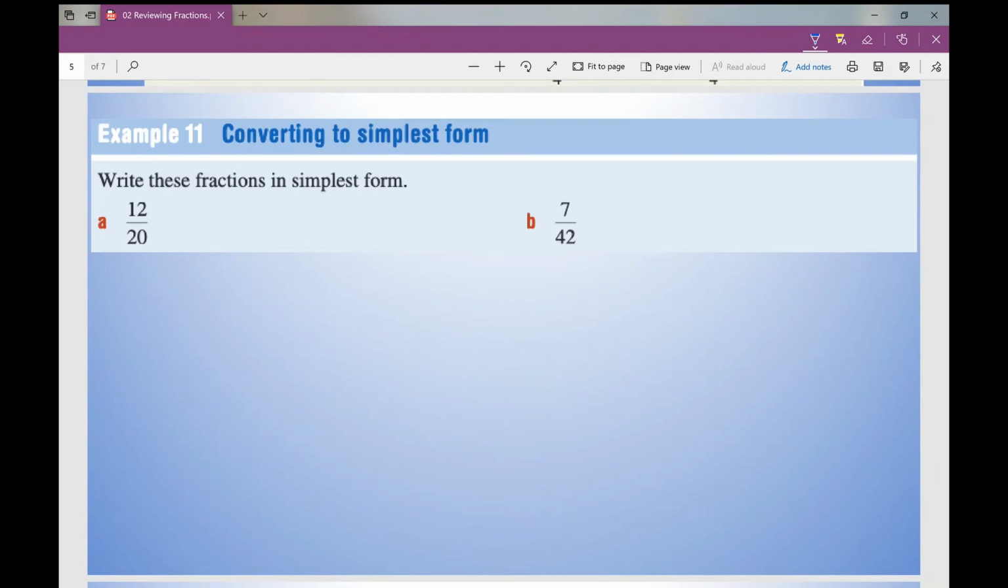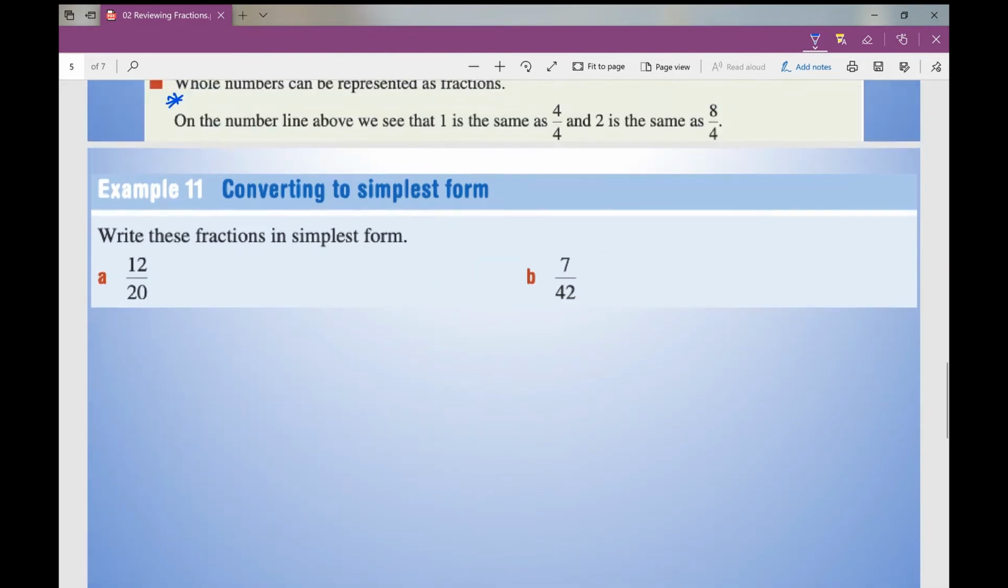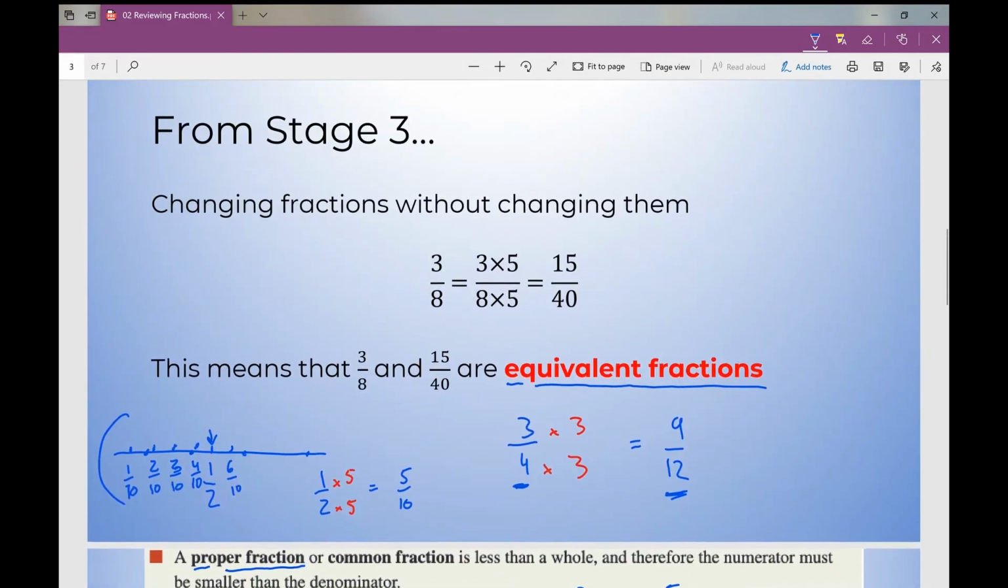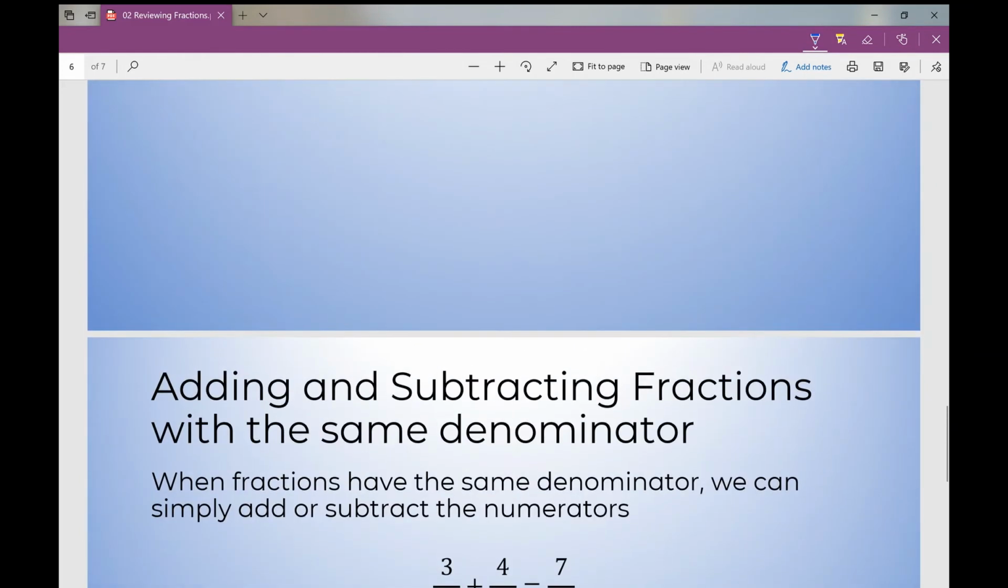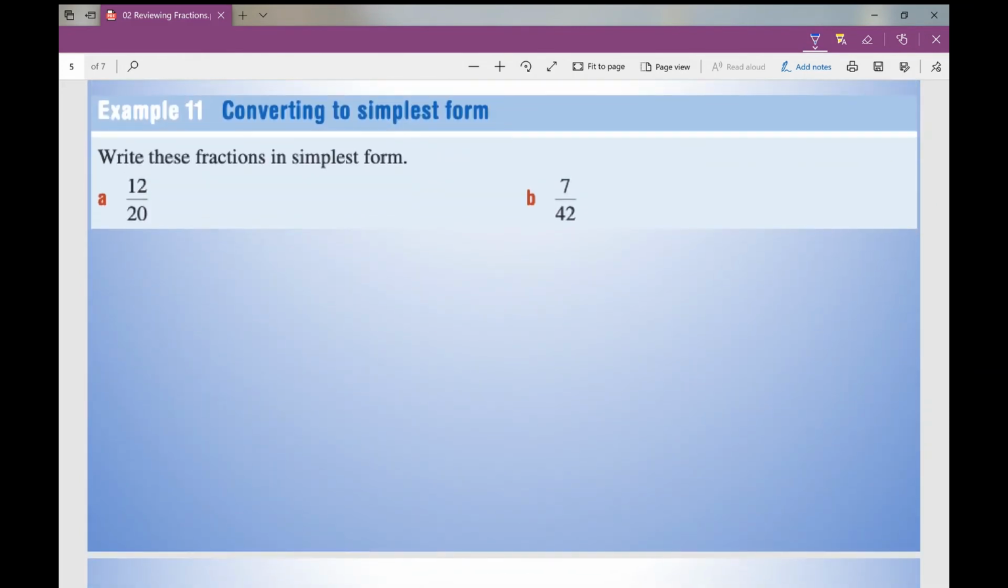The last thing we need to look at is writing fractions in their simplest form. So if we look back up here, we have these two fractions, 3 over 8 and 15 over 40. These both mean the same thing, but this one is the simplest form because we can't make it any smaller. And we'll show you what we do down here to make these fractions into their simplest form.